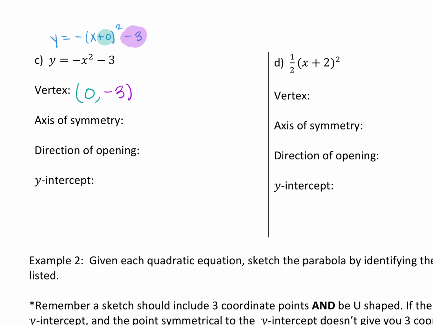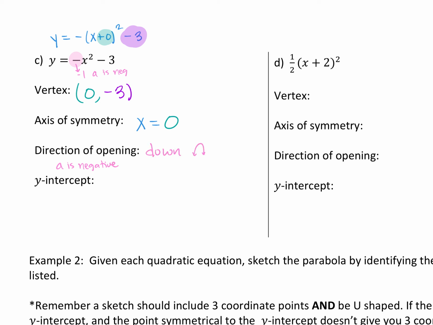The axis of symmetry, you have to put the x equals, and it ends up being the same number as the x value of our vertex. The direction of opening, here is our a, so that is a -1, which means a is negative. And since a is negative, we know that it opens down.